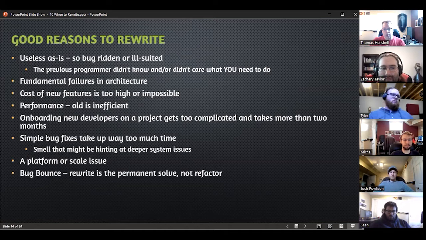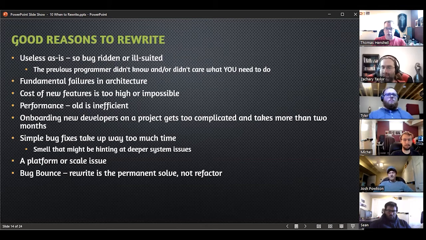This last one is subtle and important and comes from experience: bug bounce. So what is bug bounce? Hey, there's a problem with, let's say, the map where the terrain keeps flipping. It's ice, and then it's plains, and then it's ice, and then it's plains, and you go in and you fix it.